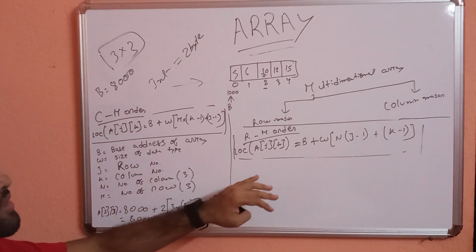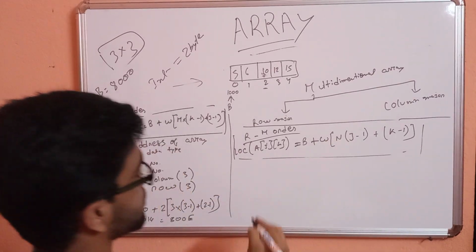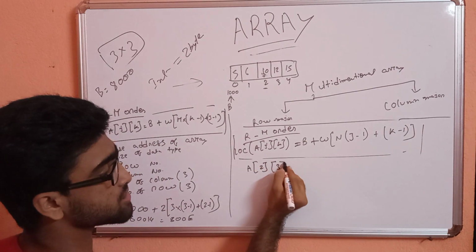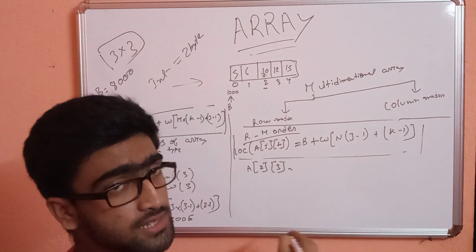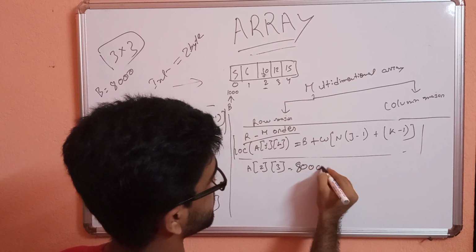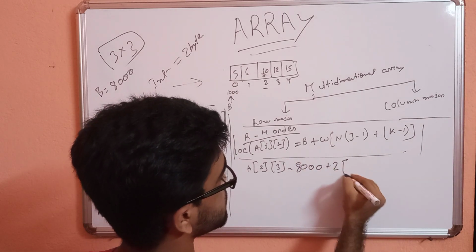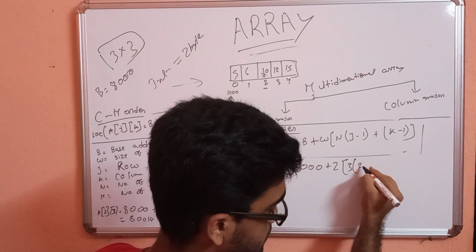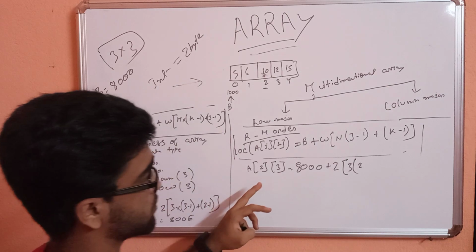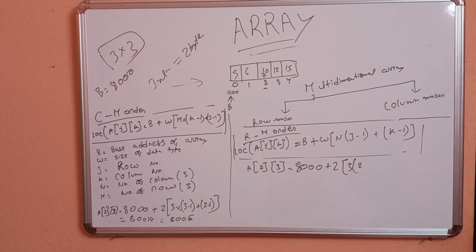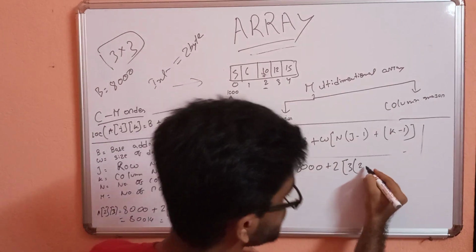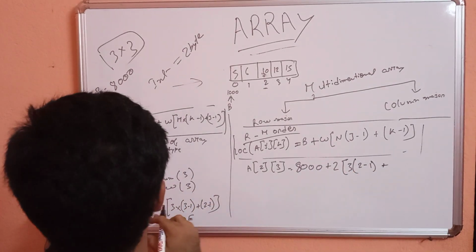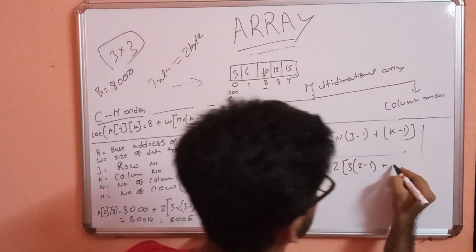Same if we do the address calculation in row major order, what will happen? Let us see. 2, 3. Now base address is 8000, and W is 2, N is 3, J is 2, right? Wait a minute. J is 2 minus 1 plus K is, what is K? Column number. Achha, K is 3.